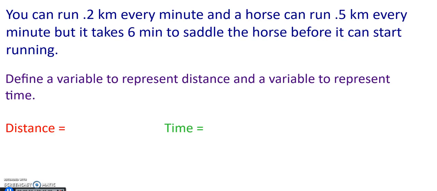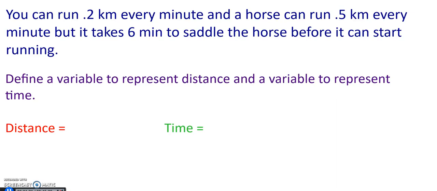All right, our real world situation is going to take us into a little bit of a race with a horse. We can run 0.2 kilometers every minute, and a horse can run 0.5 kilometers every minute, but it takes 6 minutes to saddle the horse before it can start running. So whoever is riding this horse and racing with us needs to take 6 minutes to get started before they can actually start running.